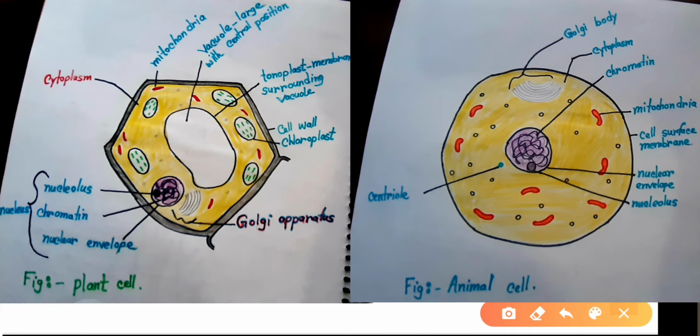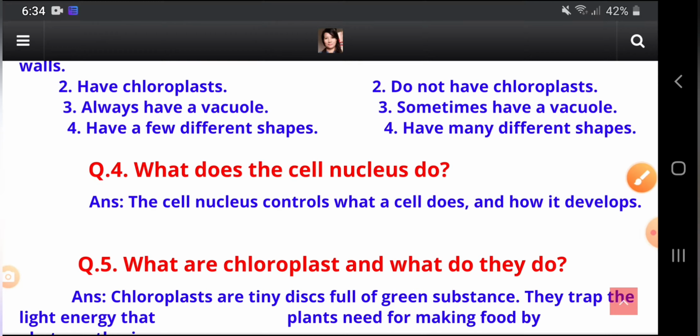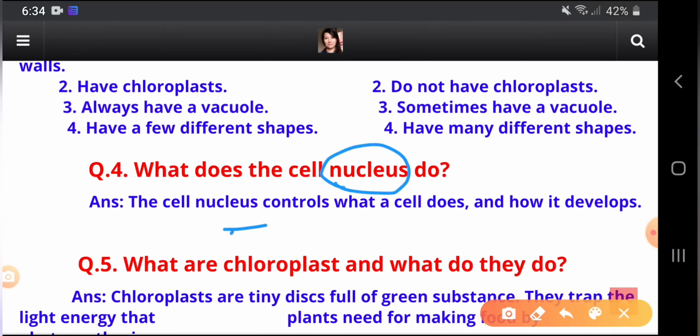What does the cell nucleus do? The nucleus controls what the cell does and how it develops.